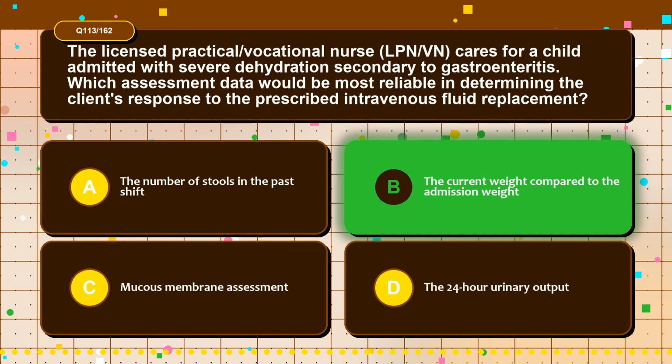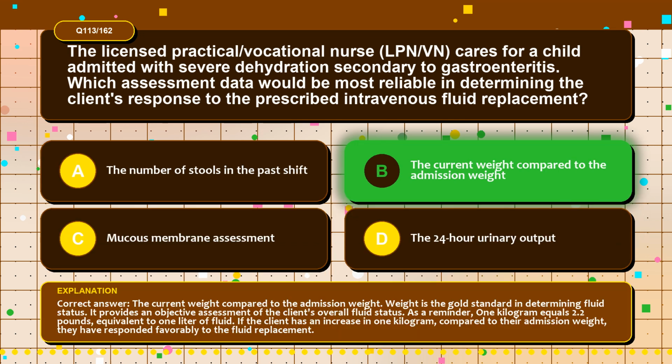The correct answer is option B. The current weight compared to the admission weight. Correct answer. Weight is the gold standard in determining fluid status. It provides an objective assessment of the client's overall fluid status.